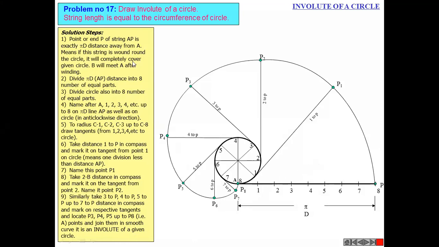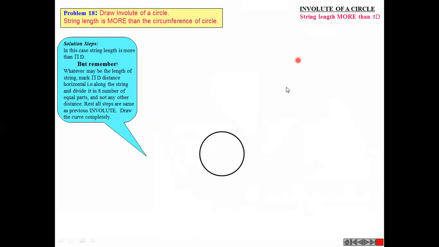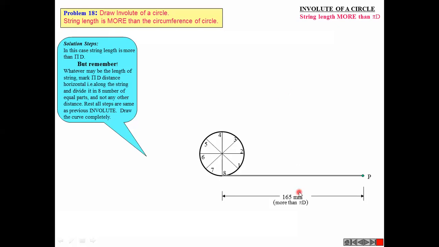So this was the case where string length is equal to the circumference of a circle. Now we will take another case where the string length is more than the circle. Here the string length is more than the perimeter, not the circle, this perimeter. Steps will remain the same. First of all, draw a circle, divide it into 8 equal parts, name them, draw one line that is equal to the actual length. Fine, that string length is also given.